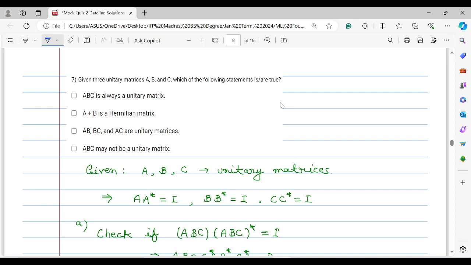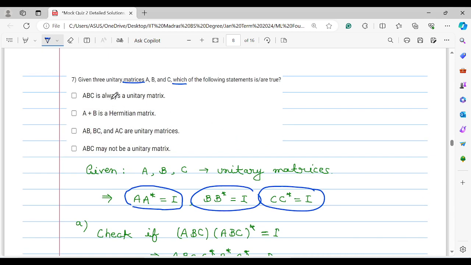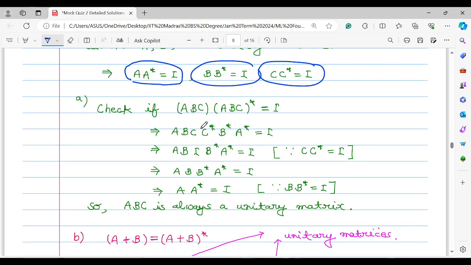ABC is always a unitary matrix. It is given in the question that A, B, C are unitary matrices. So if A, B, C are unitary matrices, then this property must hold: AA star is I, BB star is I, and CC star is I. To check if ABC is a unitary matrix or not, we will check if this property holds, because it holds for unitary matrices.